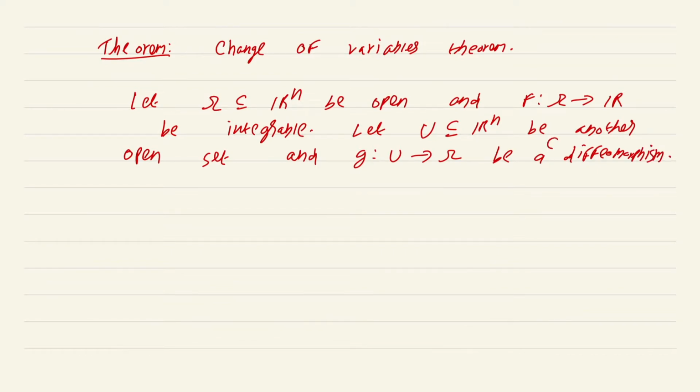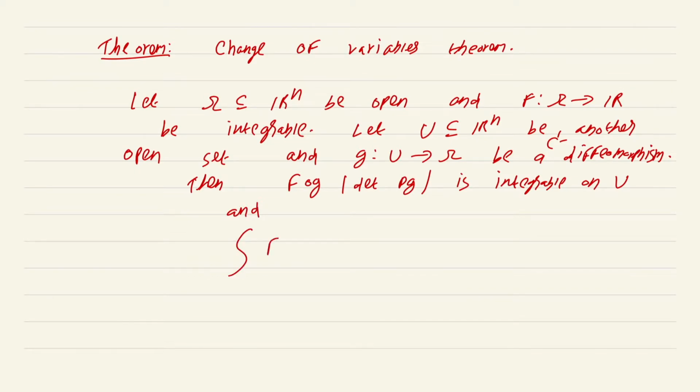Okay, C1 diffeomorphism. C1 is enough. Then this function f composed with G times the modulus of the determinant of dG is integrable on U. This is the first conclusion. And the second conclusion says the integral of f on omega is nothing but the integral of f composed with G times the modulus of the determinant of dG on U.